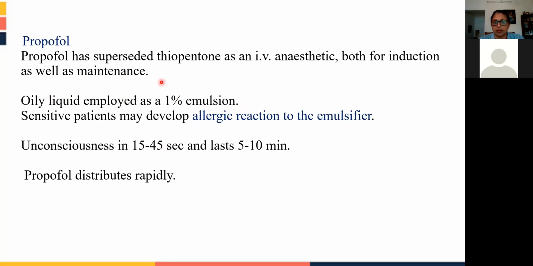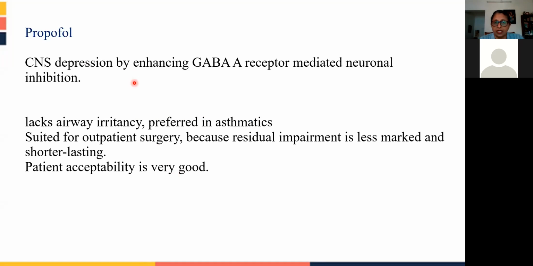And like thiopentone, it causes unconsciousness in 15 to 45 seconds and lasts for 5 to 10 minutes. And it is distributed rapidly. So the drug is propofol, and we will see some more features. How it acts: it causes CNS depression by enhancing GABA-A receptor-mediated neuronal inhibition. In the CNS chapter, we have seen all the inhibitory and excitatory neurotransmitters. So GABA-mediated neuronal inhibition is caused by propofol. Most anesthetics act like that, but there is some difference.